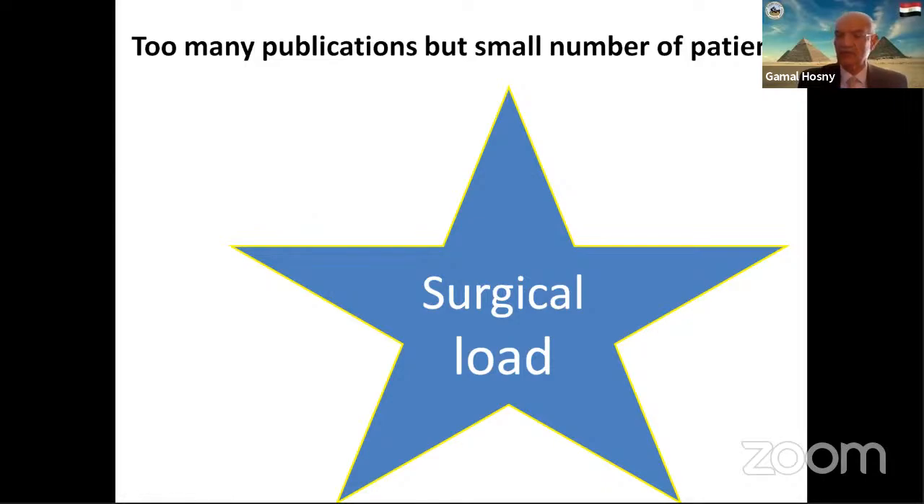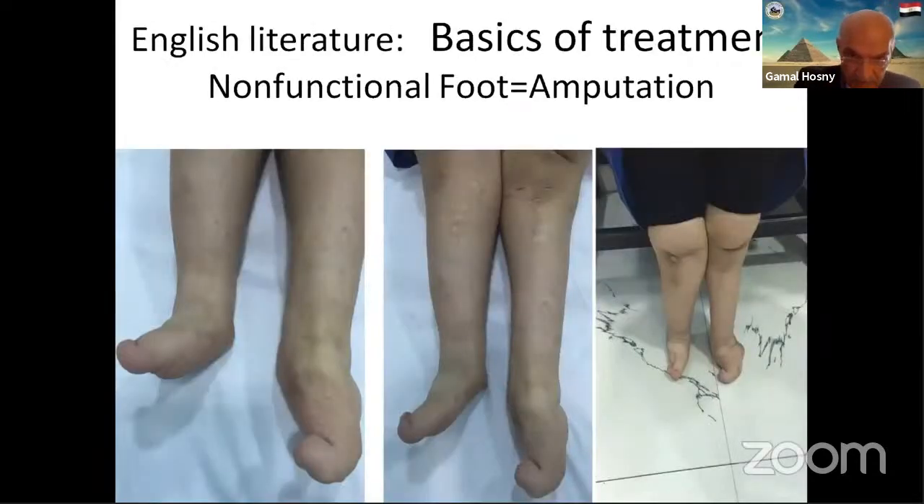What about the surgical load? Why on earth, when we talk about hip arthroplasty and knee arthroplasty, do they always talk about the surgical load of the hospital or of the surgeon? Why in limb reconstruction and limb lengthening do I see people from North America and Europe claiming they have the highest experience in the world, while they are doing a very small number of patients? The second problem with the English literature is that they give us the basics of treatment.